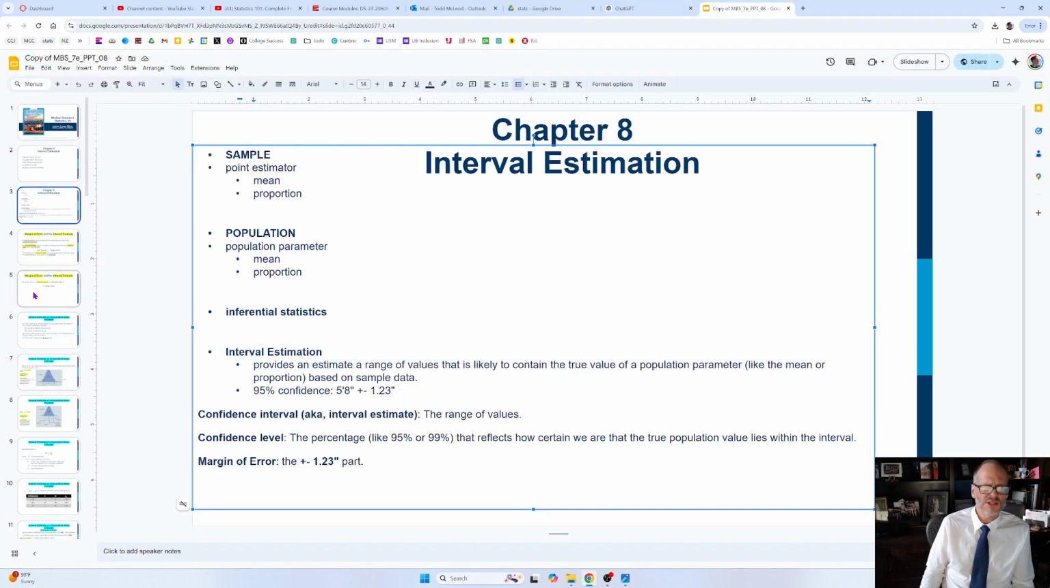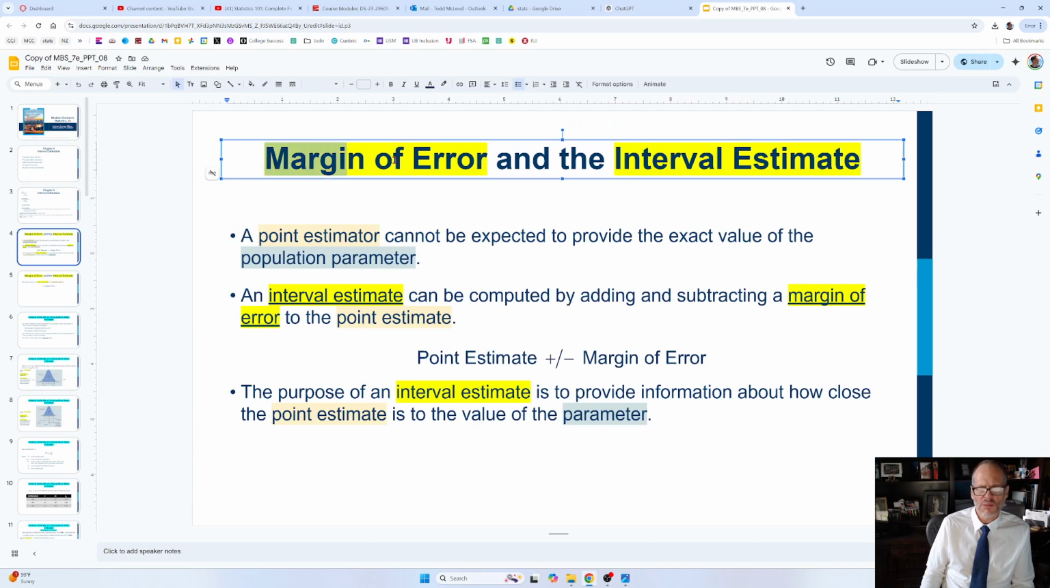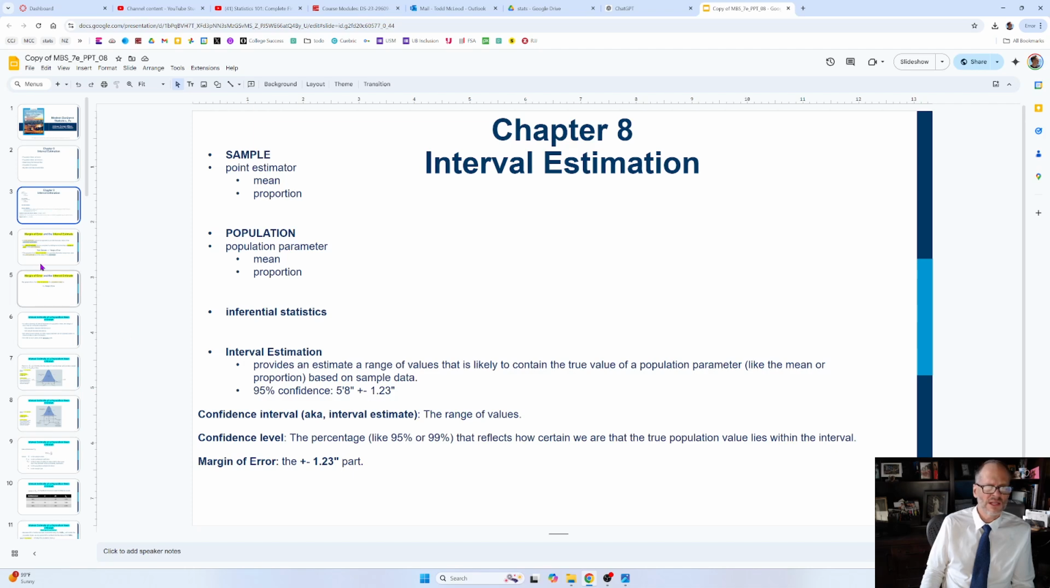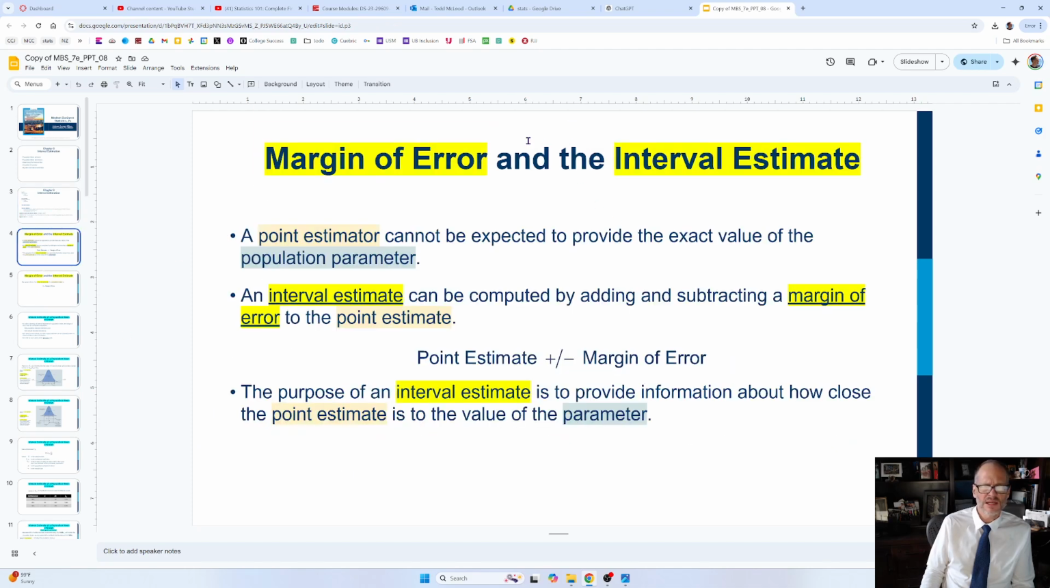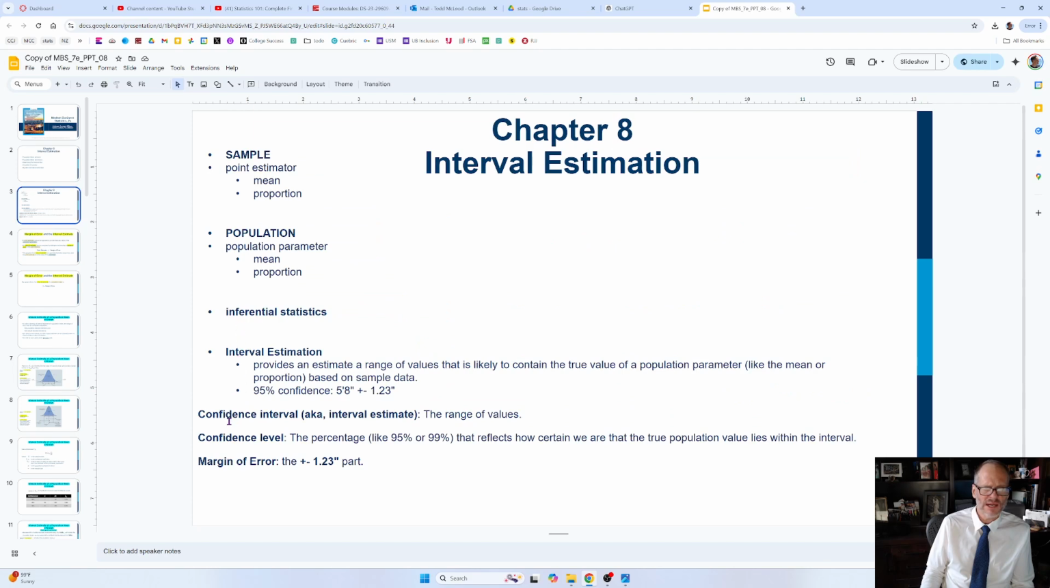That's new terminology. Now we know margin of error: that's the plus or minus 1.23 inches in this example. And our interval estimate is the point estimate plus or minus the margin of error. You see it right here. A point estimator cannot be expected to provide the exact value of the population parameter. An interval estimate can be computed by adding and subtracting a margin of error to the point estimate. That's our interval estimate.